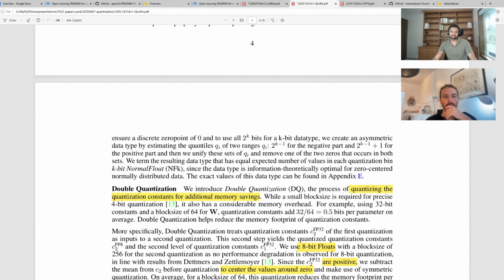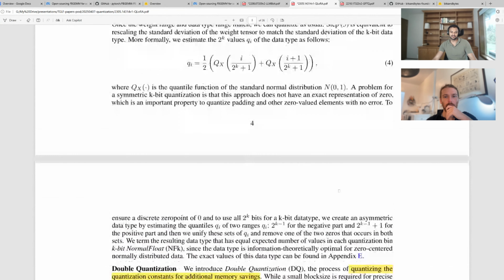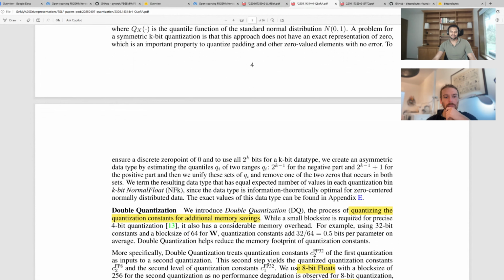Then double quantization. I didn't get into all the details, but double quantization, as we discussed, means they are quantizing the quantization constants for additional memory savings.